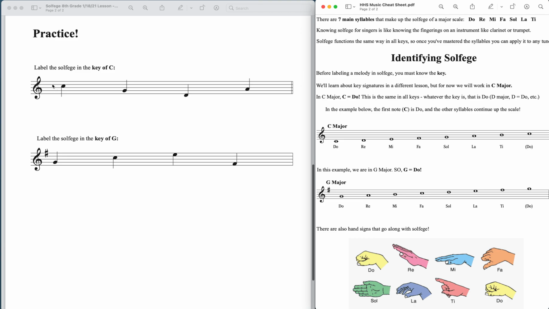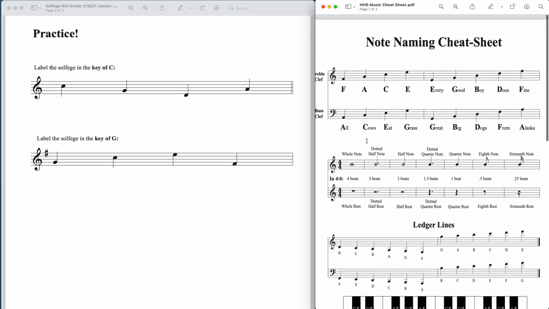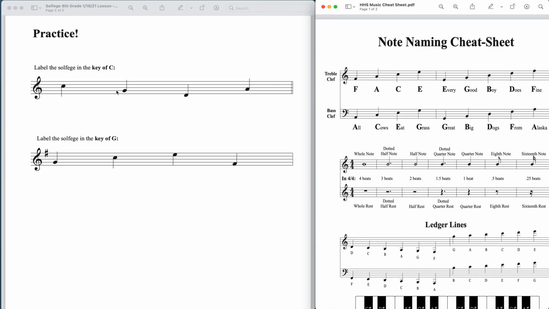First example is to label the solfege in the key of C. All right, well, let's figure out what note this is. Hopefully you know it. If you don't, you can always go to your note naming cheat sheet and find it. We're in the treble clef, and that note would be a C.